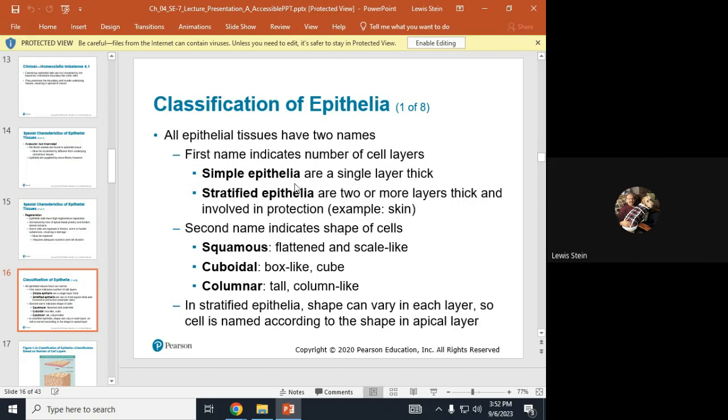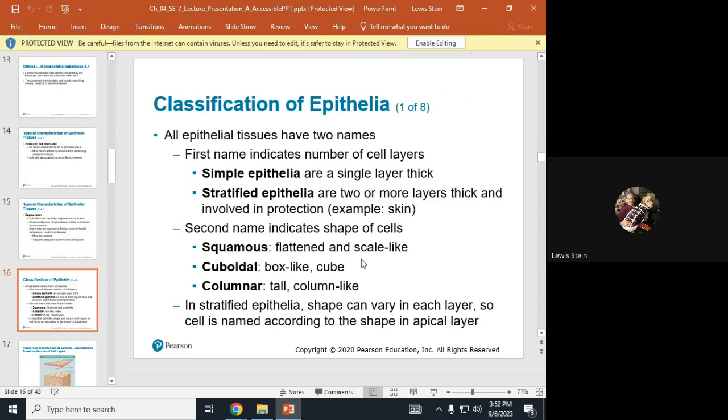Physically demanding. So simple is single, I told you that. Stratified, 2 or more. Shape of the cells. We base it on, if it's a single layer, the shape's obvious. If it's multiple layers, it's the most apical layer. So you're going to see, most famously, our skin is called stratified squamous. It's based on the shape of the most apical or outermost layer from the base, not the base layer, which has a variety of shapes.